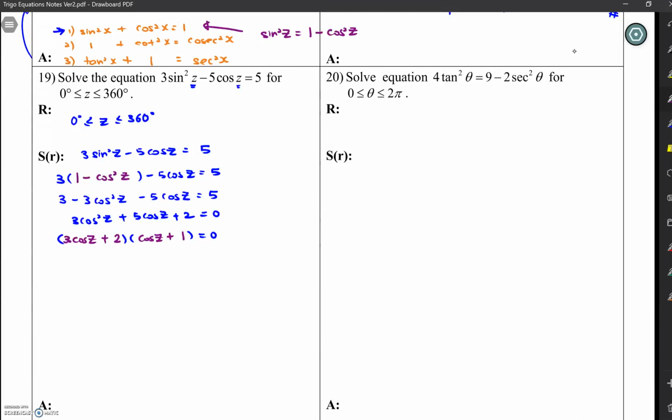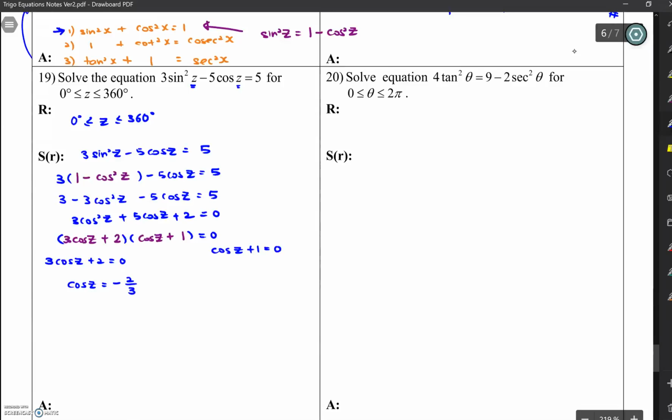Now we have our zero product. With zero product itself, I'll be able to split it up into 2 different equations. I can say that 3 cos z plus 2 is equals to 0, or cosine z plus 1 is equals to 0. Remember, we want to find the reference angle, so we need to make cos z the subject. For this case, cos z is just equals to negative 2/3.